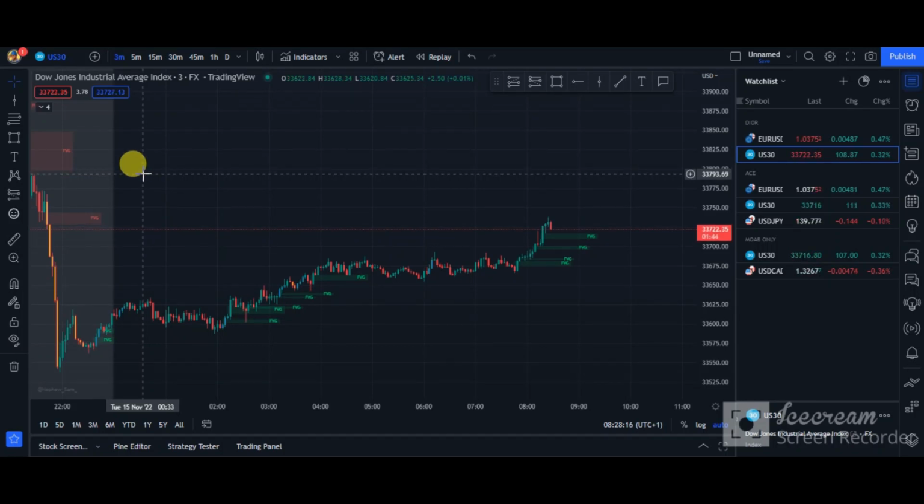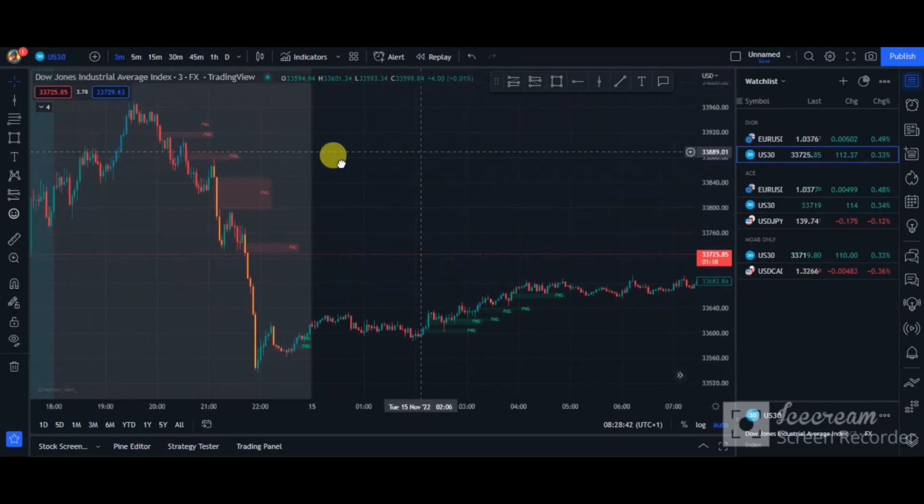Alright guys, so in this video I'll be showing you a very simple ICT trading strategy that is used for scalping. You can use it for scalping, swing trading, or day trading. Guys, it works on whichever time frame, whichever pair, but I prefer to use it on the US 30 or the NAS 100 and probably gold, GJ, and the futures market.